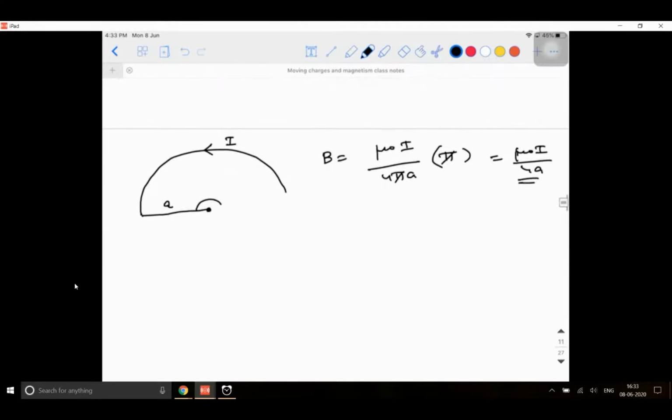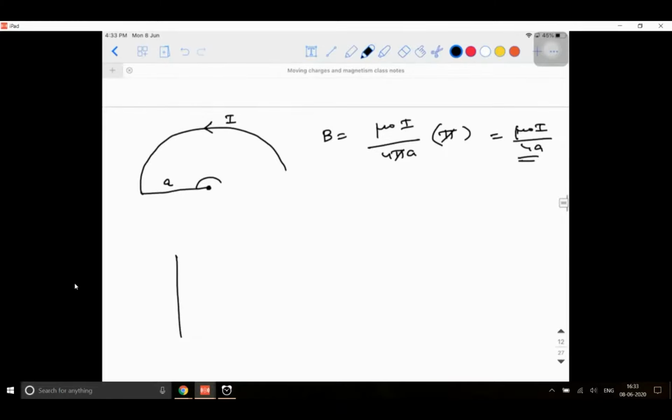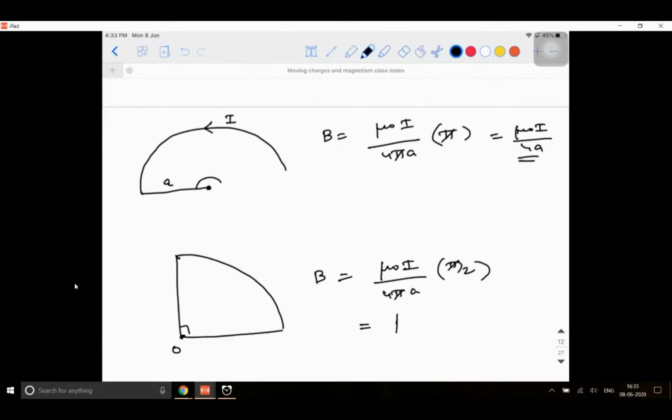Okay, now if I have a quarter circle, then the value of B at point O would have been mu naught I divided by 4 pi a. You people tell me, you know the answer. So what is the angle? Pi by 2. Pi and pi will get cancelled. It is going to be mu naught I divided by 8a.